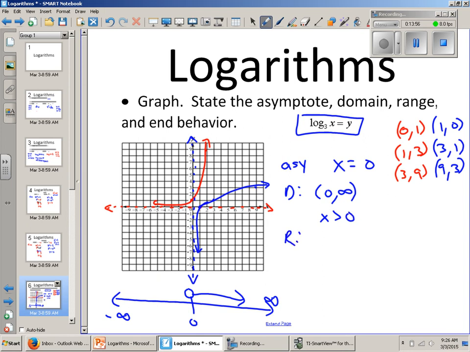My range. Notice that my graph goes down and up forever, so my range is all real numbers.